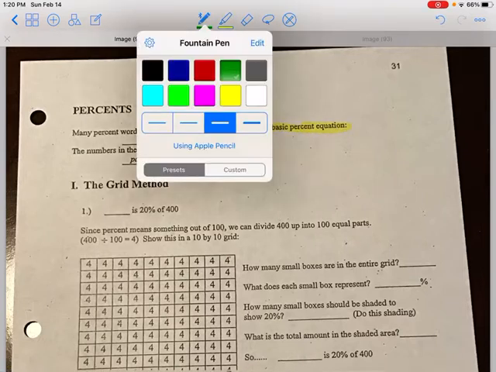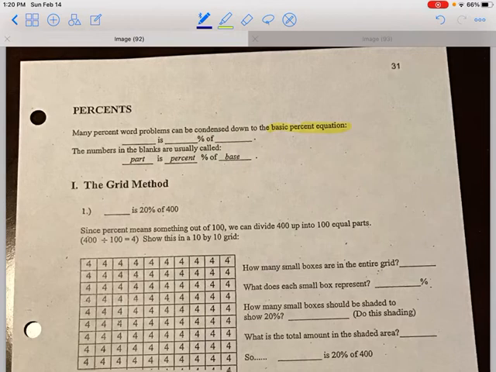Most percent word problems can be condensed down into what's called the basic percent equation. So let me just give you an example here. Let's just say we have, for example, 13 is 50% of 26. So we know that 50% means half, so we're saying that half of 26 is 13.